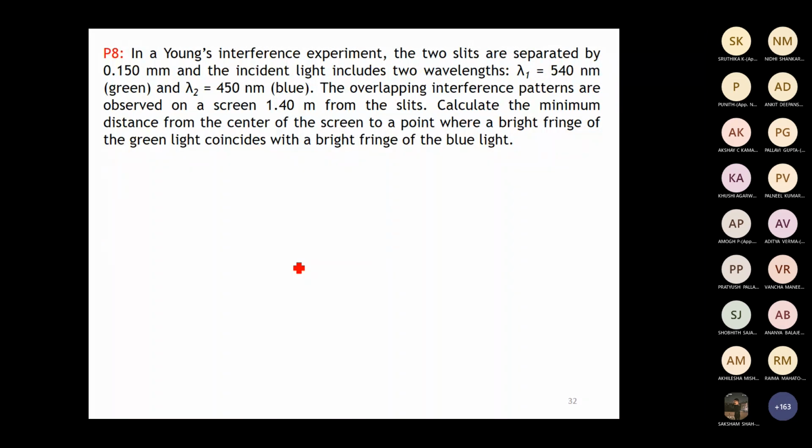In an interference experiment, the two slits are separated by 0.150 millimeter, and the incident light includes two wavelengths. One is 540 nanometer, another is 550 nanometer. The overlapping interference patterns are observed on a screen which is 1.40 meters from the slit. Calculate the minimum distance from the center of the screen to a point where the bright fringe of green light coincides with the bright fringe of blue light.